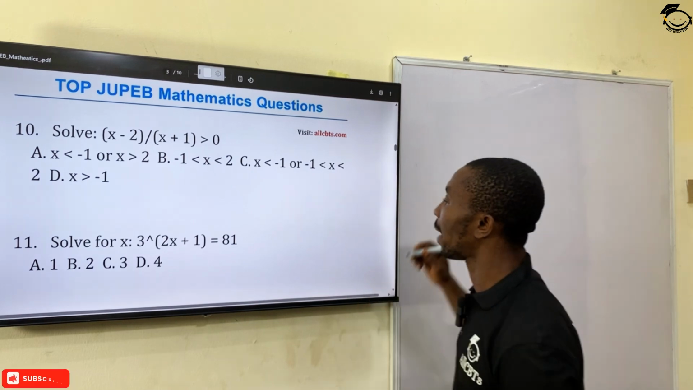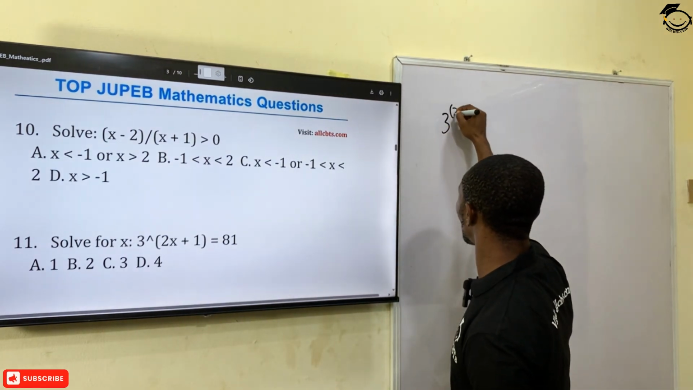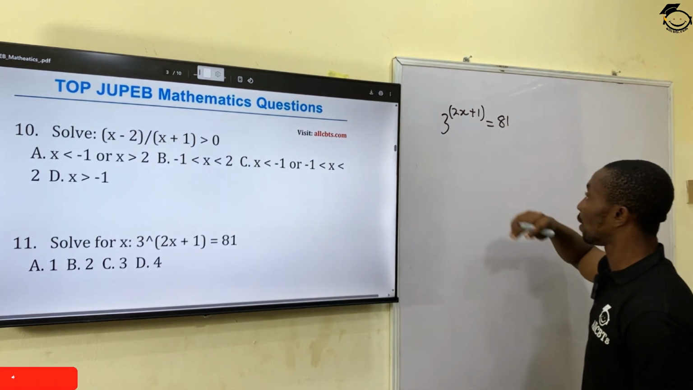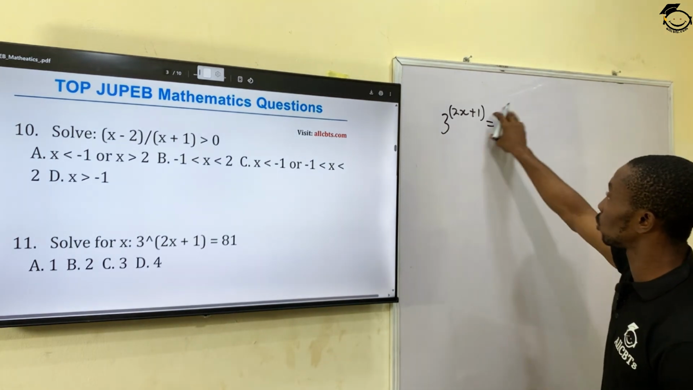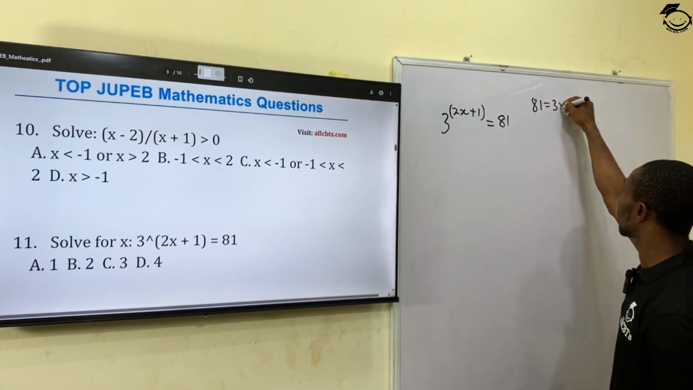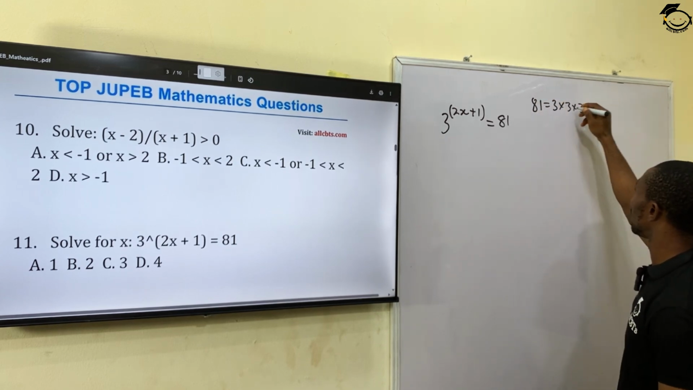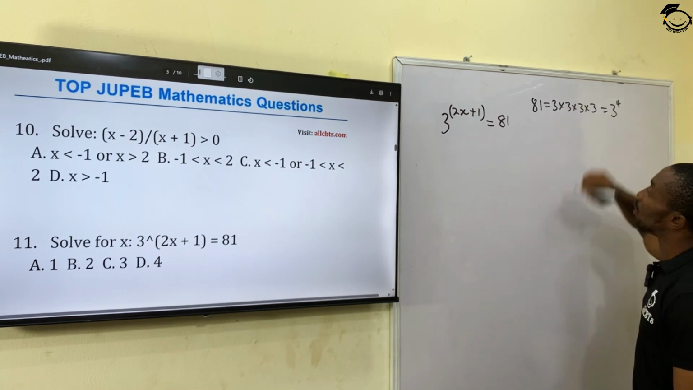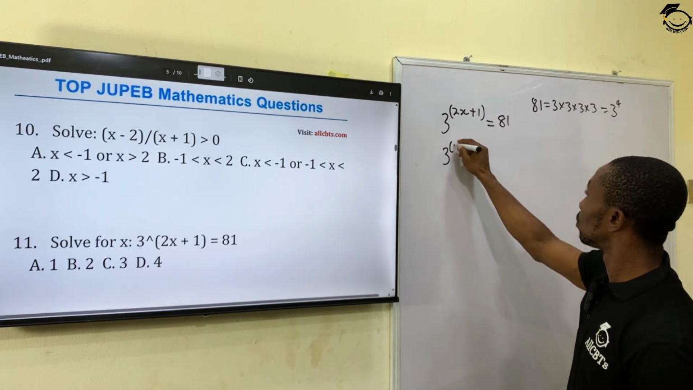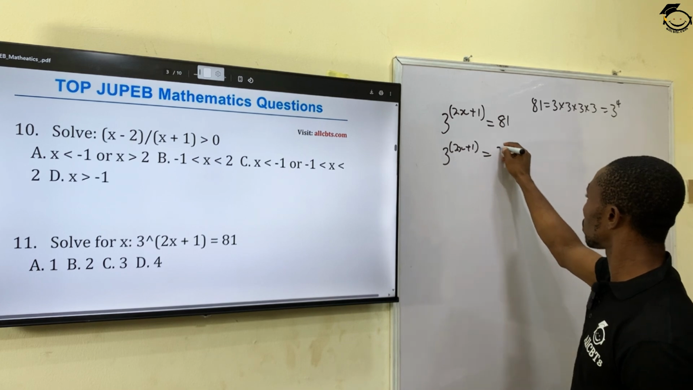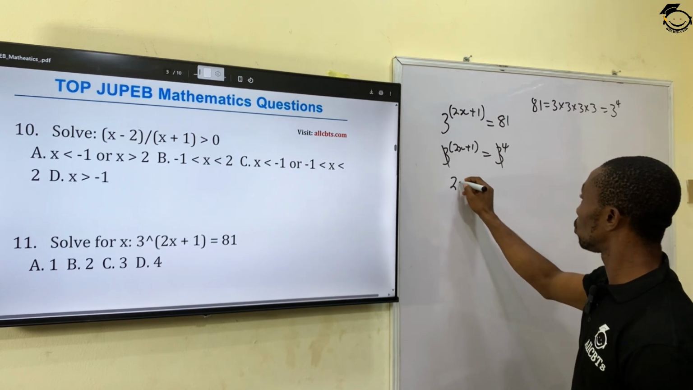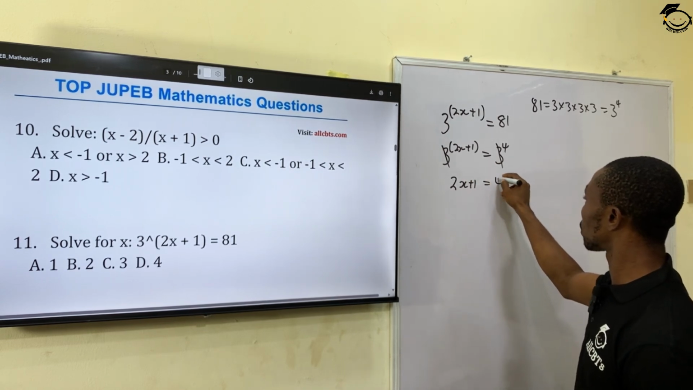Solve for x in 3 raised by 2x plus 1 equals 81. Now, to solve this, we have to convert 81 to be in the same base power as 3. And in doing that, 81 equals 3 times 3 times 3 times 3, which is 3 raised by 4. So we will substitute 3 raised by 4 for 81. Now we're having 3 raised by 2x plus 1 equals 3 raised by 4. So cancelling out our bases, we have 2x plus 1 equals 4.